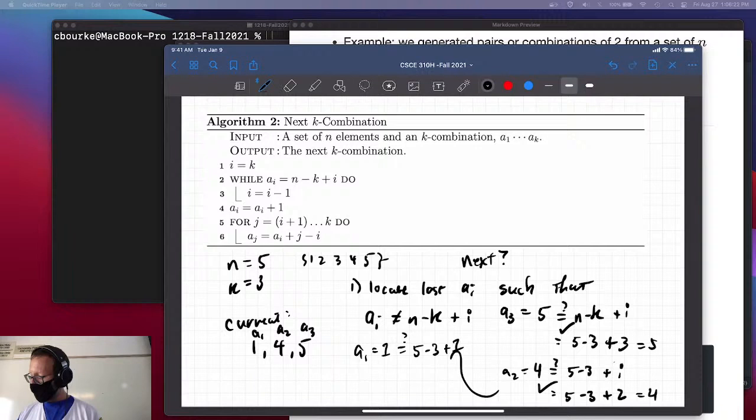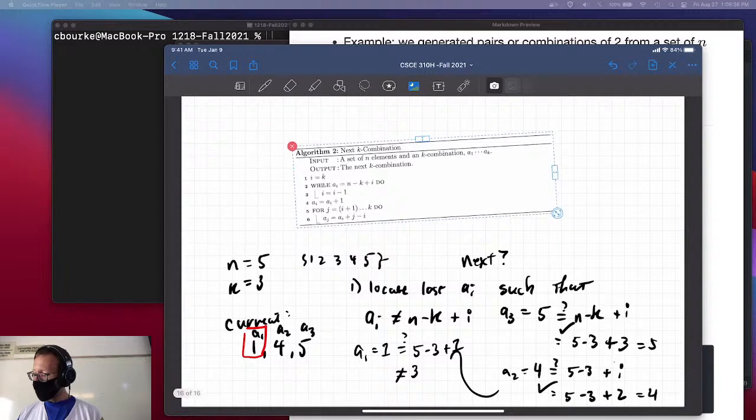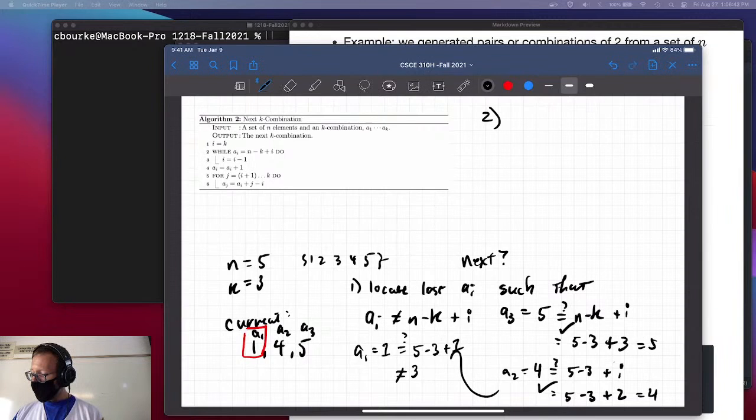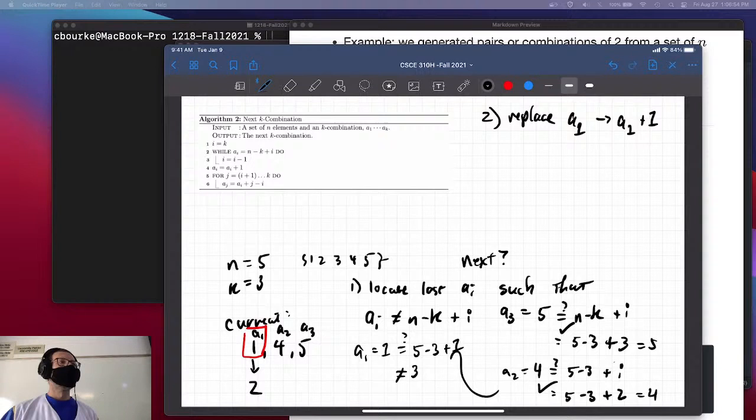And this one ends up being the thing that we need to change at this part of the algorithm right here. So what are we going to do? Let me go ahead and give myself some more room here. Hopefully that's still readable. So part two, replace a sub 1 with a sub 1 plus 1. So in other words, this is going to end up being 2.